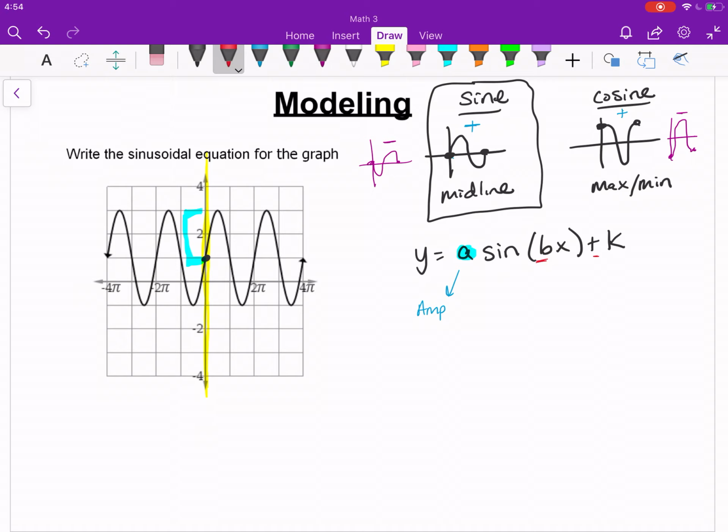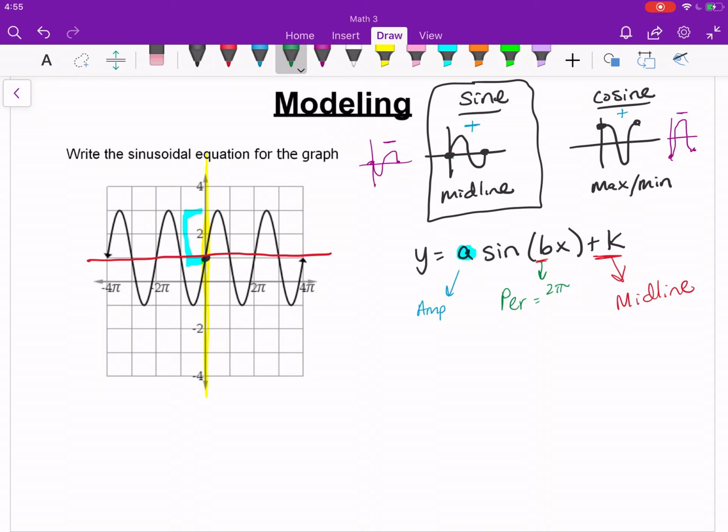Your K, let's go to K first. Our K is our vertical shift. So that's how far up and down our graph is going to be shifted, which is going to affect the midline. Because if you shift your graph up 1, up 2, up 3, whatever it may be, or down 1, 2, or 3, that's going to be our midline. So K is actually just directly going to be where the midline is. Now let's go to B.